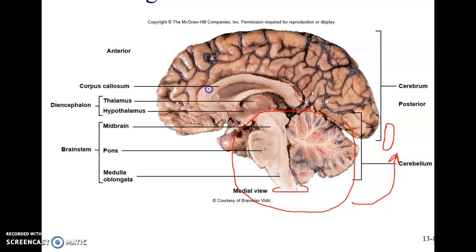So we got the corpus callosum up here. You remember those are commissural fibers allowing right to left communication. And then we've got the fornix down here, and the fornix is very important. The fornix allows front to back communication, specifically the hippocampus to the hypothalamus. So the hippocampus, like the mammillary bodies, to the hypothalamus. But we'll get into that a little bit later on.